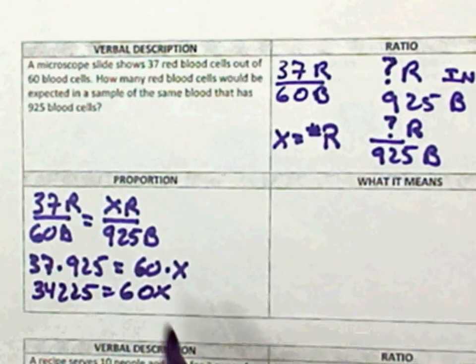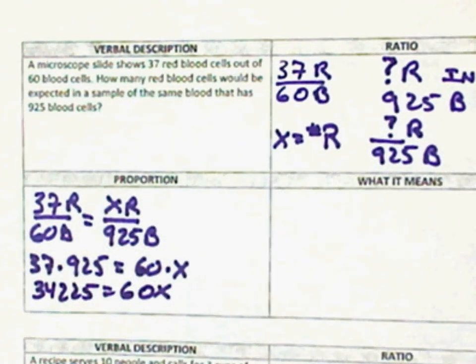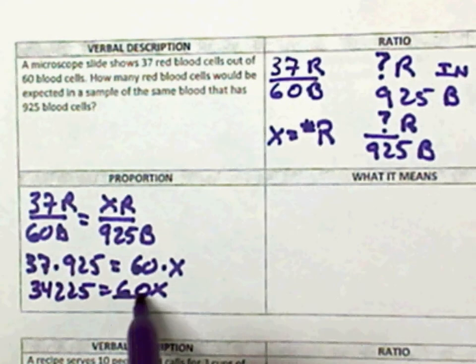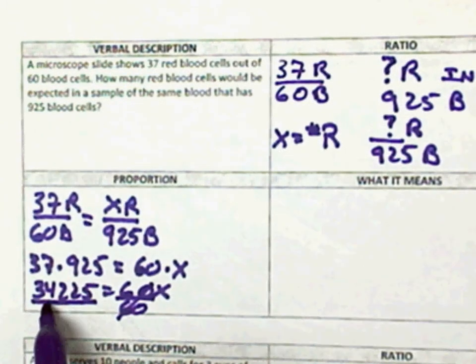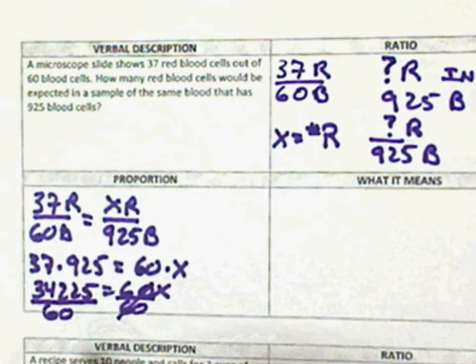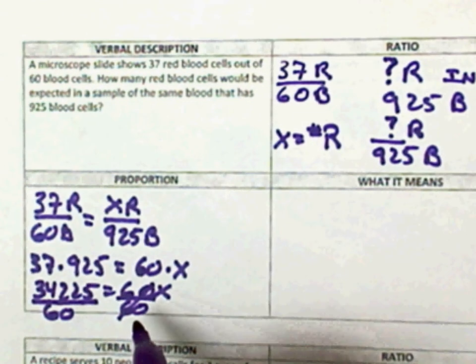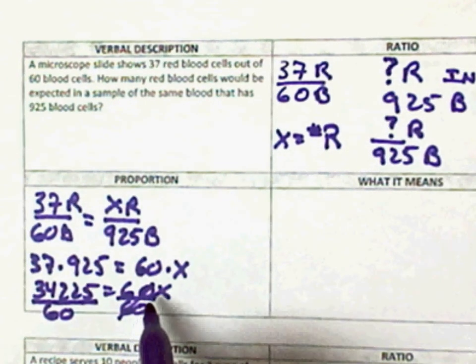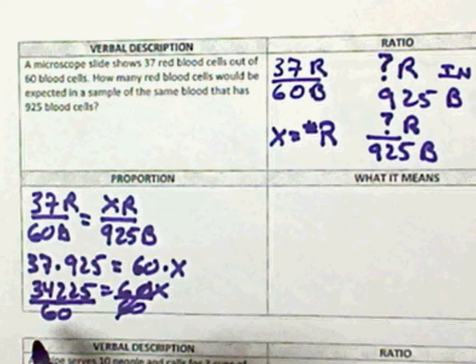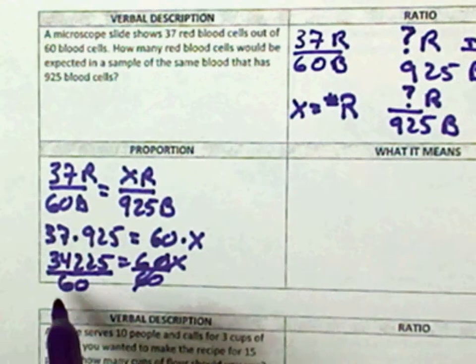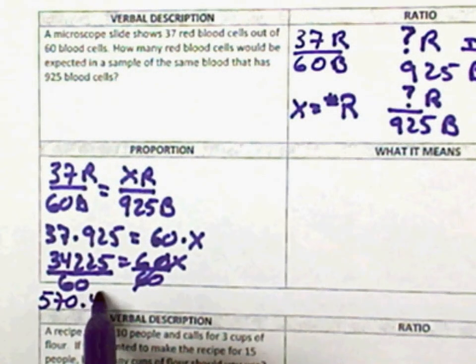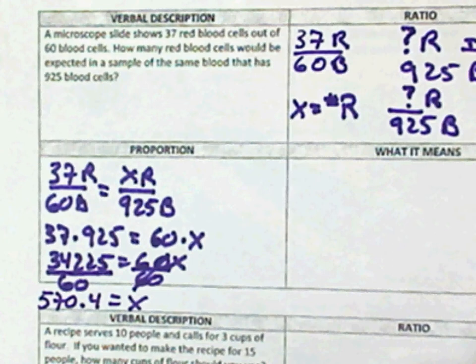How do we solve for X? What do we have to do to solve for X, Dorian? Divide by 60. And when we divide by 60, they'll cross out here. What do we get on this side, Daniel? 570.416. Okay, we can stop at the nearest tenth. What's the nearest tenth? 570.4. Okay, so we've got 570.4 equals X. So what does that mean? 570.4 what? What exactly does that mean?